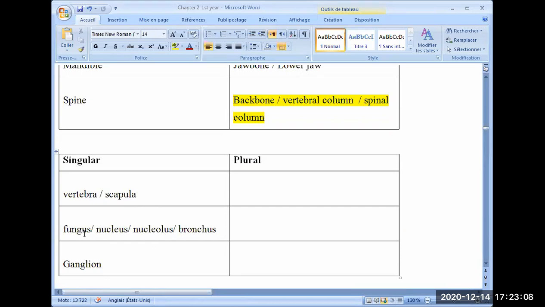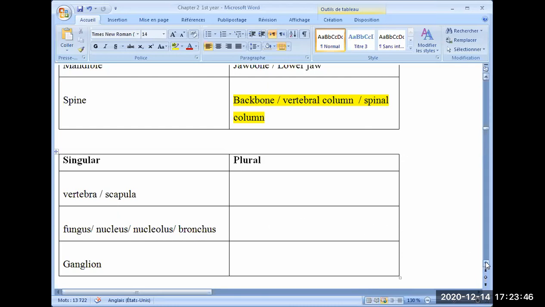Fungus, plural fungi. Can I say funguses? Yes, we can. Nucleus, nuclei. Nucleolus, nucleoli. Bronchus, bronchi.